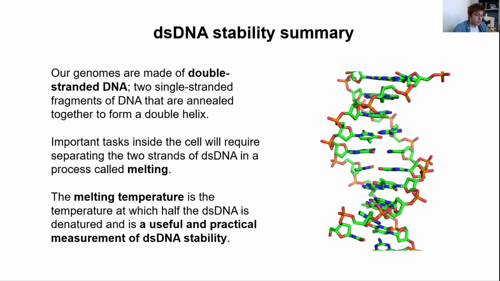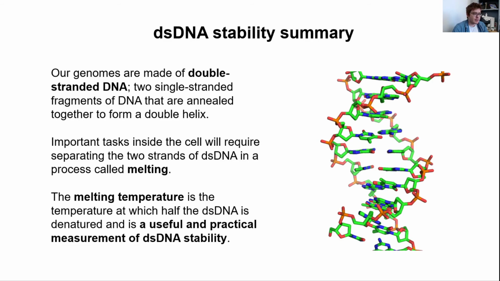Okay, so to just sum up this part of the talk about double-stranded DNA stability, most biological genomes are made up of double-stranded DNA, and that's 2 single-stranded fragments of DNA that are annealed together through Watson-Crick-Franklin base pairing to form that B-form double helix. Many of the important tasks inside the cell, however, will require separating those 2 strands of double-stranded DNA into single strands in a process that's called melting. And the melting temperature is the temperature at which half of the double-stranded DNA is denatured.